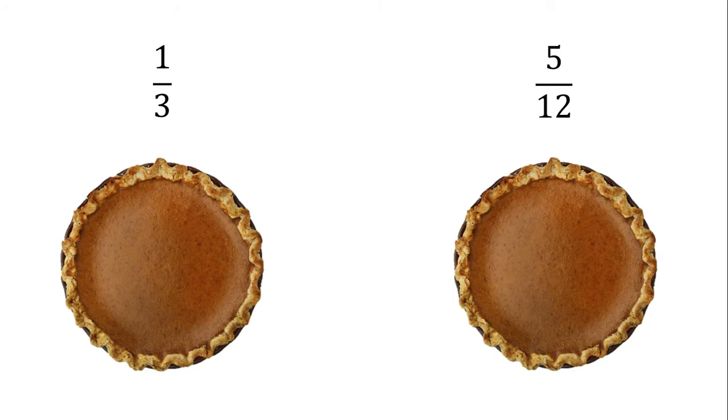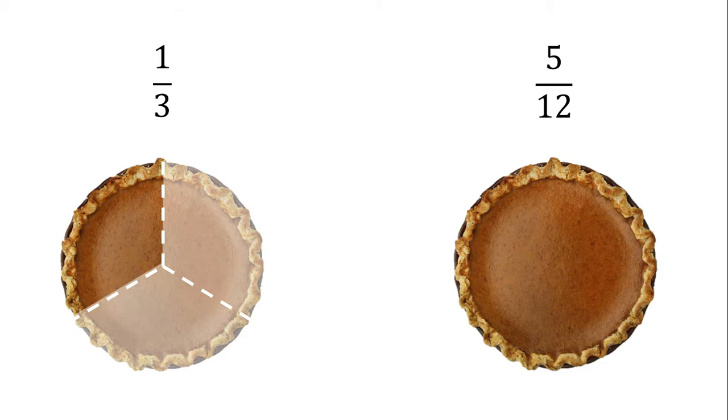Here I have 1/3 on the left and 5/12 on the right. Let's start by drawing those on the pie, and then we can figure out how to convert one into another, starting with 1/3. So the denominator is 3, so we need to cut the pie into 3 equal pieces. And then the numerator is 1, which means we only have one slice left, so the other ones are going to disappear, or they're going to become ghost slices anyways.